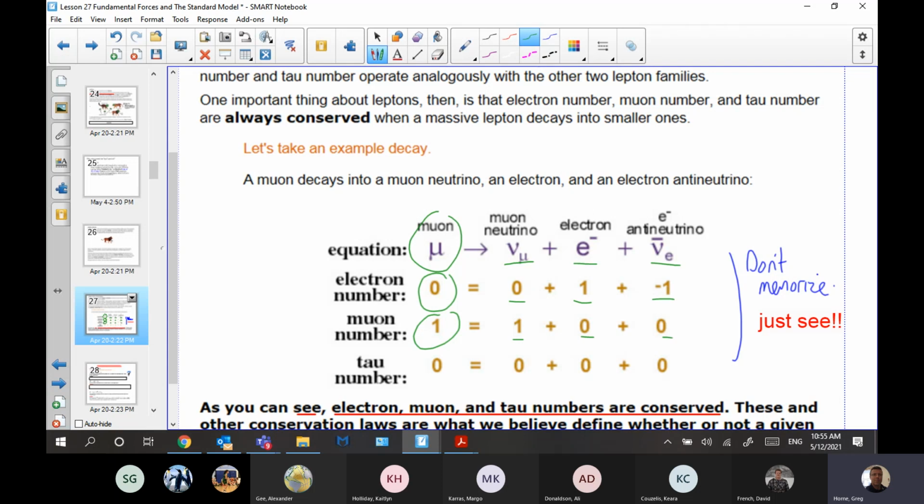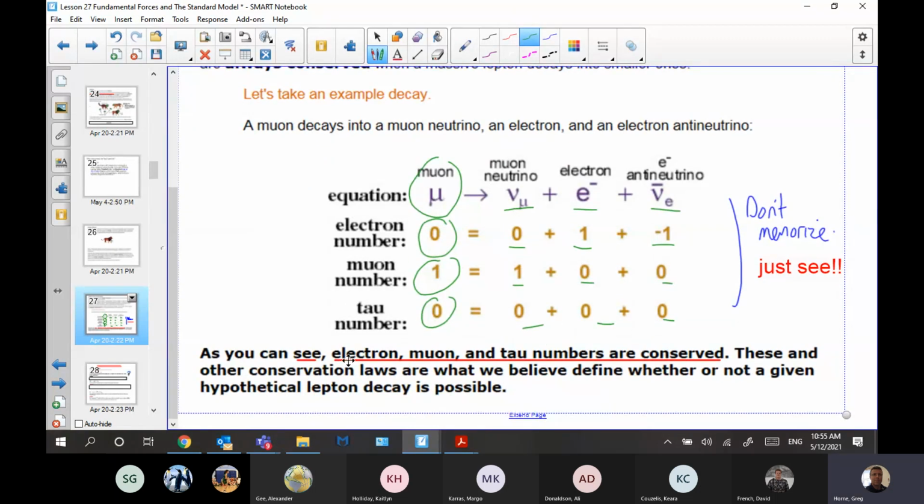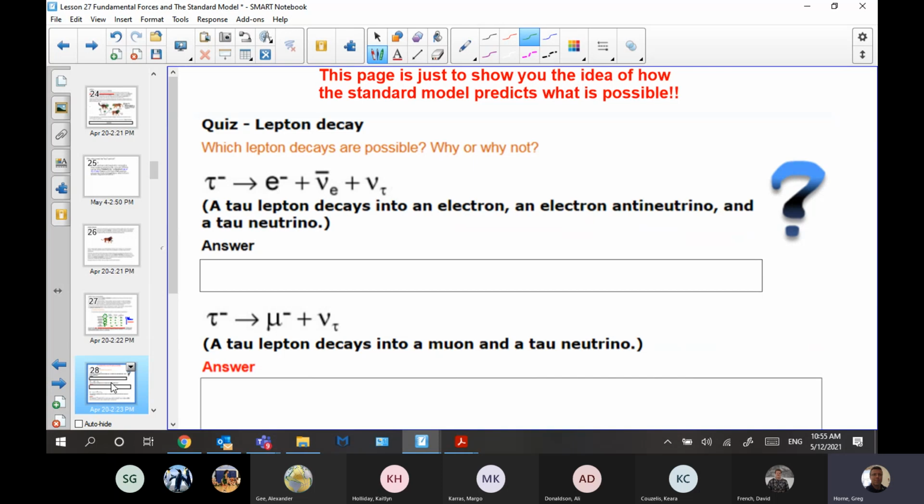So it's kind of like conservation of energy almost, right? The electron number, muon number, tau number you started with, it has to be the same as what you end up with. And so physicists can predict what will happen based on the idea of conservation of these numbers. And again, it's just to help you answer those questions a little bit, at least about how the heck did they know this, right? And so can a tau particle decay to become these things?